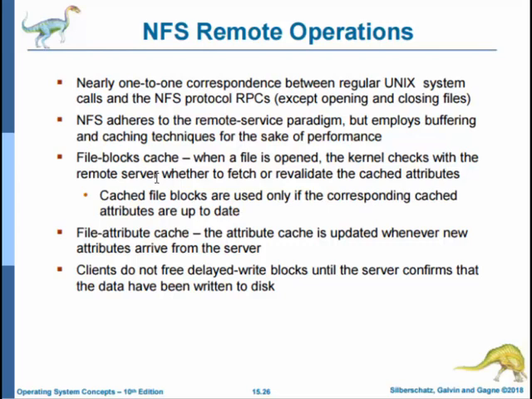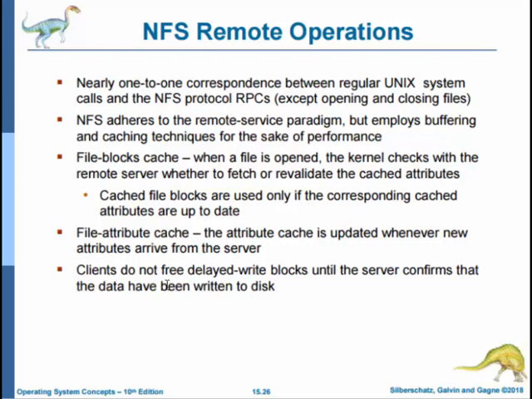There is no direct correspondence existing between a remote operation and an RPC. Instead, file blocks and file attributes are fetched by the RPCs and are cached locally. Future remote operations use the cached data, subject to consistency constraints. There are two caches: the file attribute cache and the file blocks cache.